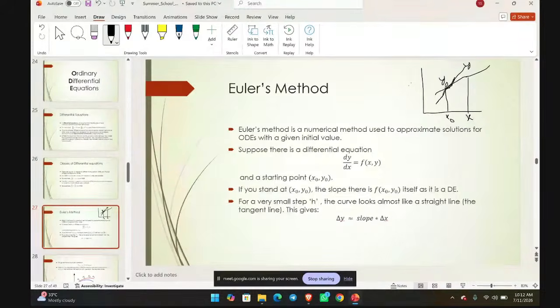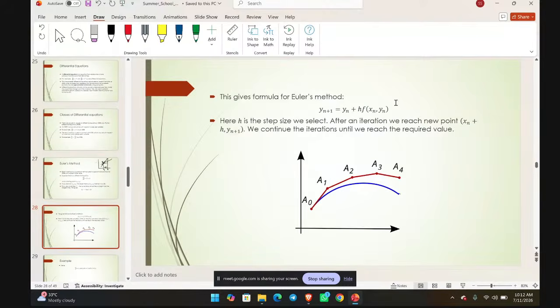This is delta x. As we know, we can approximate delta y with slope into delta x, because slope is equal to tan theta. So delta y by delta x is equal to slope. So we know the slope at this point. We try to approximate the value of the function at x using this slope and the distance between two points. That's why this is the formula for Euler's method.